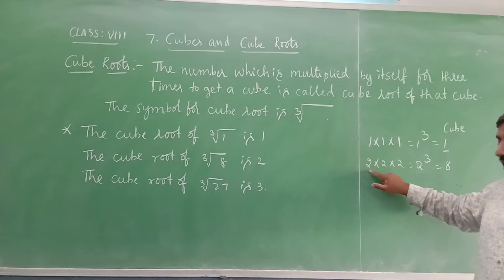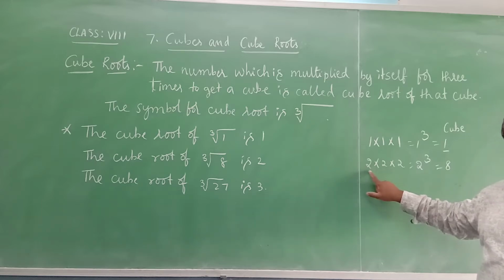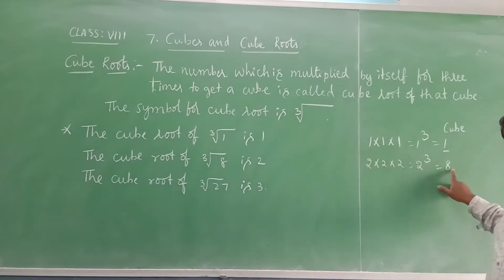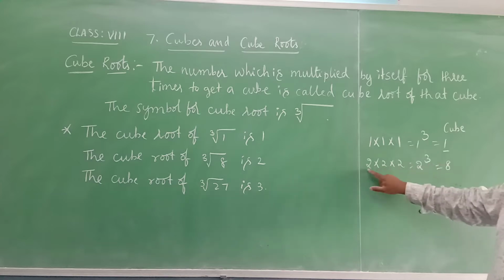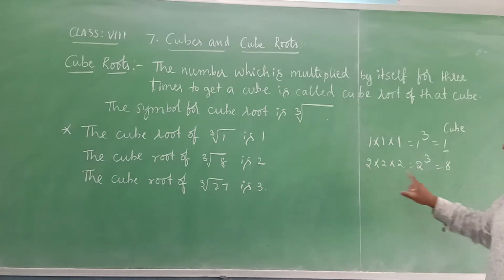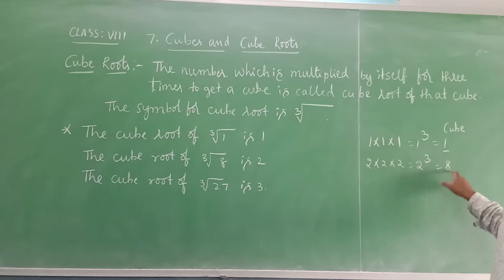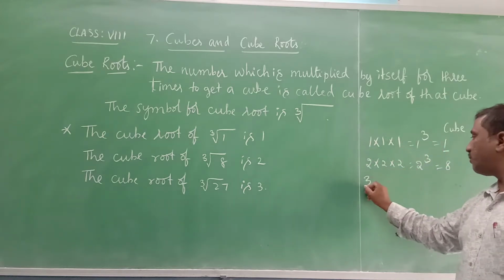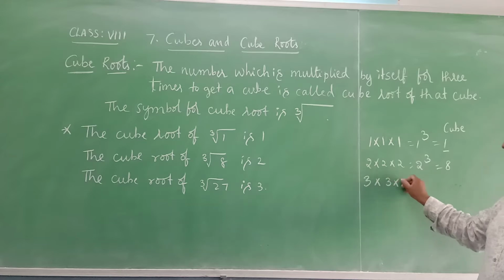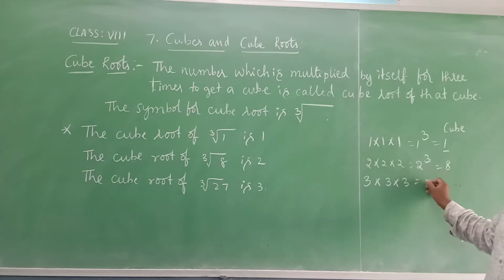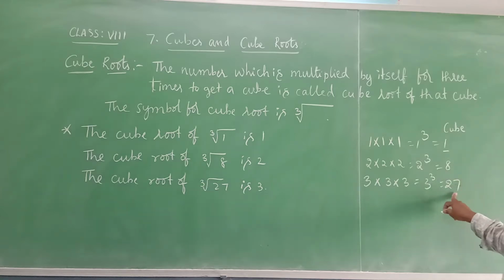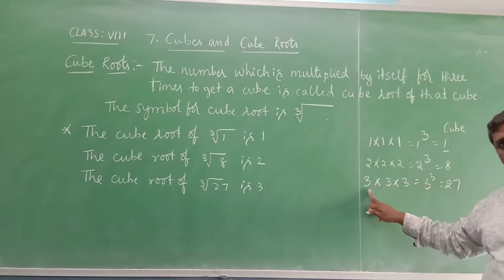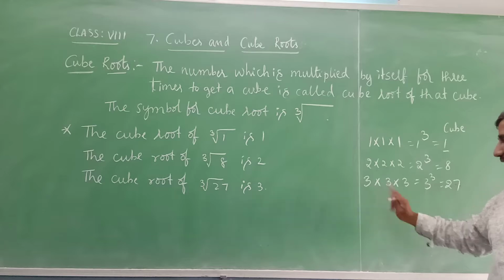The number which is multiplied by itself 3 times to obtain a perfect cube is known as the cube root of that cube. Here the cube root of 1 is 1. Similarly, when you multiply 3 into 3 into 3, 3 cube, that is 27. Now the cube root of 27 is 3.